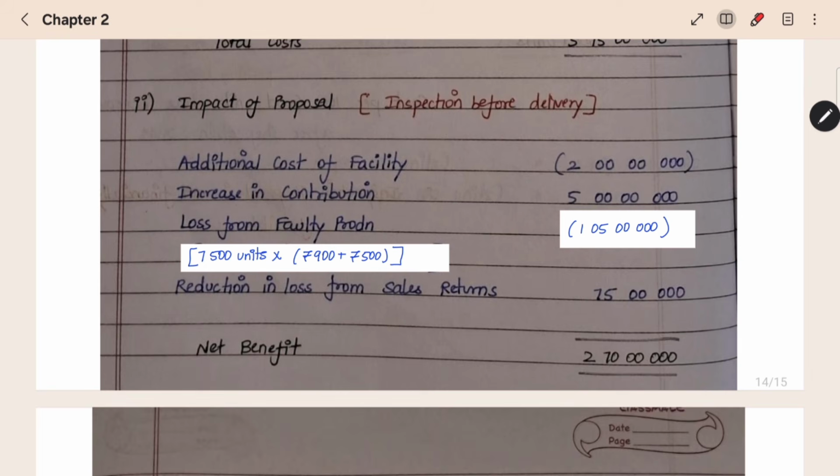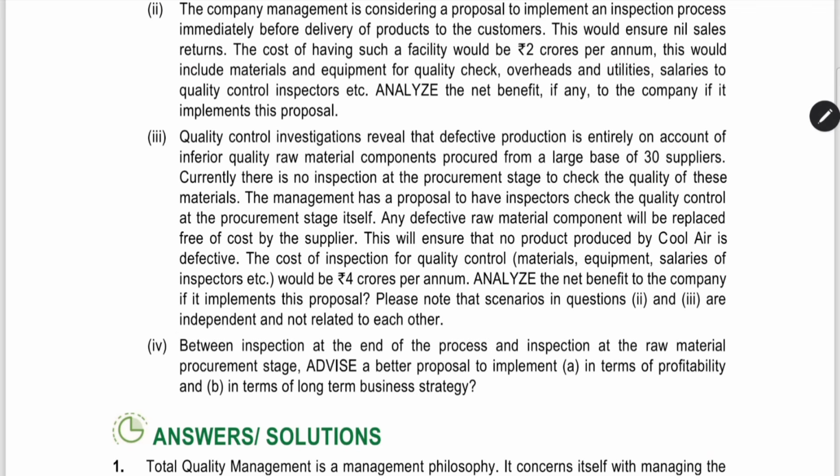Now if you analyze the net benefit, 2 crore cost, 5 crore benefit, 1 crore 5 lakh cost, 75 lakh benefit. Totally the net benefit is 2 crore 70 lakhs from this inspection before delivery proposal. They have given another proposal also, independently. We are going to read that also. This is the third part we are going to read now.